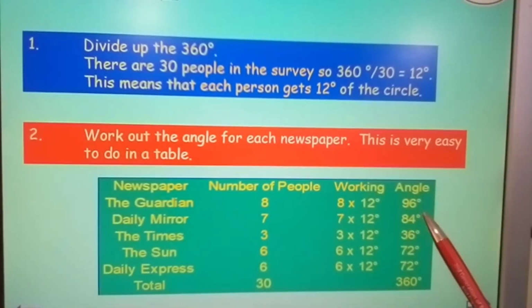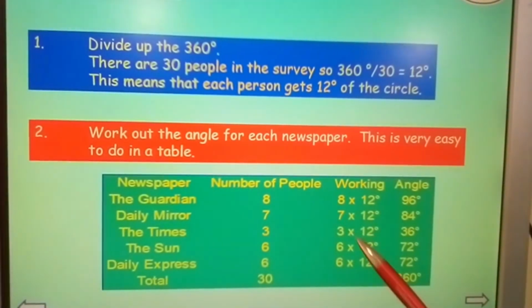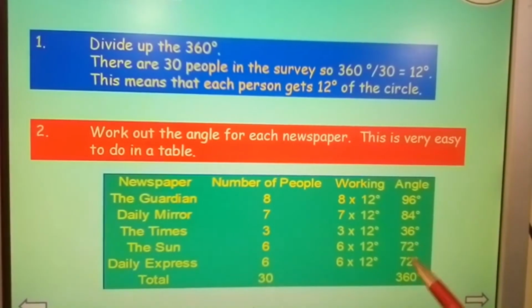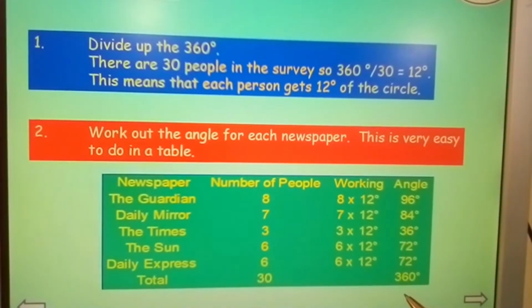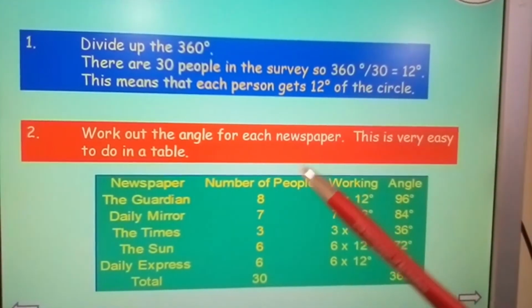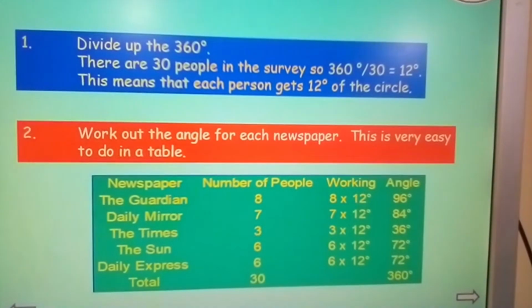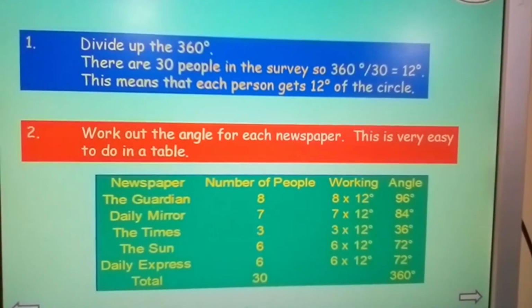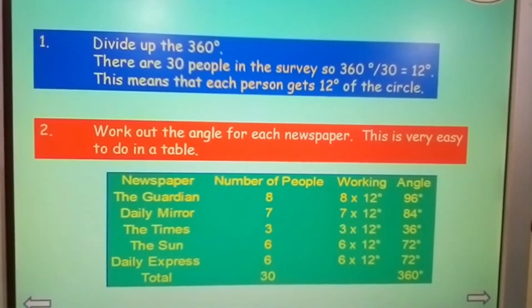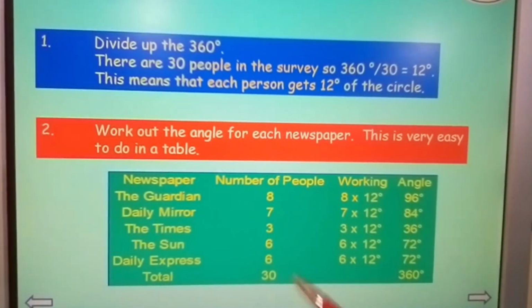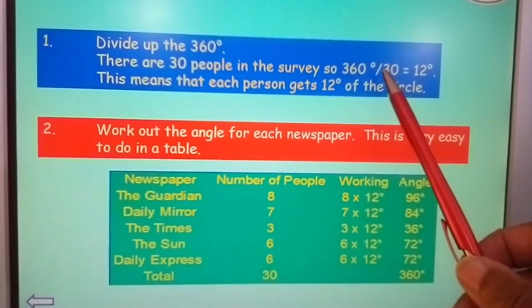And we have now here 96 degrees is the angle. We then have here 84 degrees is the angle. 36 degrees is the angle, and all this should add up to 360, and it does. 12 is a common factor because 360 divided by 30 equals 12 degrees, so we have 12 degrees per person. And you can see that the same figure here is 30 as it would be here for the people.